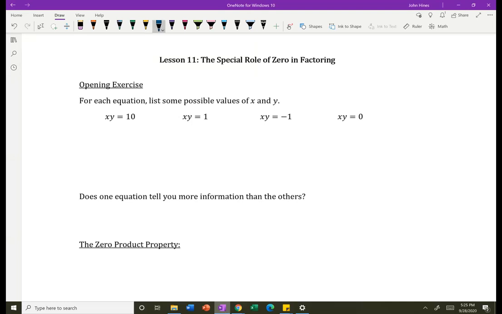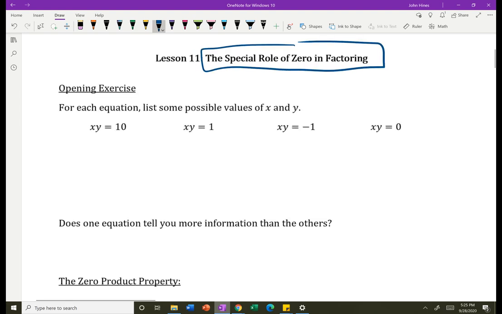Hi, everybody. Welcome to Lesson 11 here, where we're going to be talking about the special role that zero plays when we factor. So let's start off here by looking at each of these equations and listing some values of x and y. I need two numbers, x and y, whose product gives me 10. So I'm thinking, I don't know, 2 and 5, 1 and 10, -2 and -5. But I can also get creative, like 4 and 2.5, 3 and 10/3. There's a lot of numbers whose product is 10.